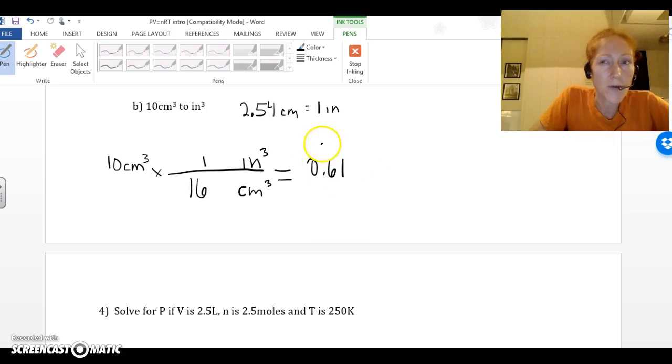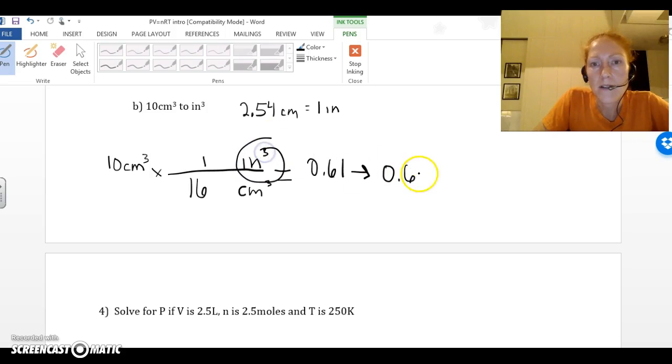This is a weird question because I wrote it with only 1 sig fig. So that's 1 measured number. So I'm going to round this to 1 measured number. 0.6, and my unit is inches cubed. Okay.